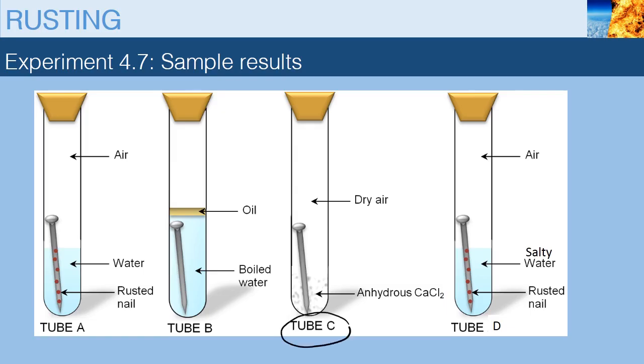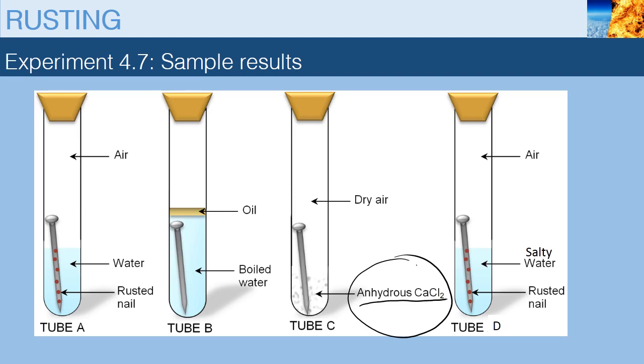Finally, in test tube C, there was no water since the air in the test tube was dry, and we added some anhydrous calcium chloride to ensure that any bit of moisture present would be absorbed by anhydrous calcium chloride. And hence, since there was no water, iron could not rust because rust is hydrated iron 3 oxide. So iron could not rust in this case.